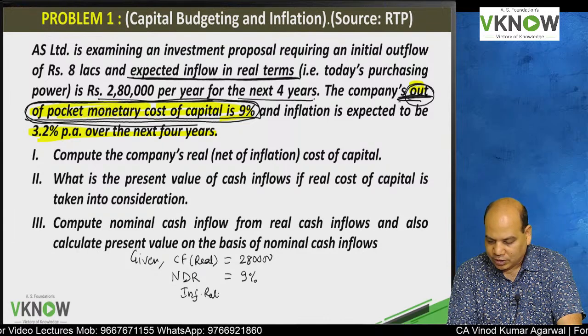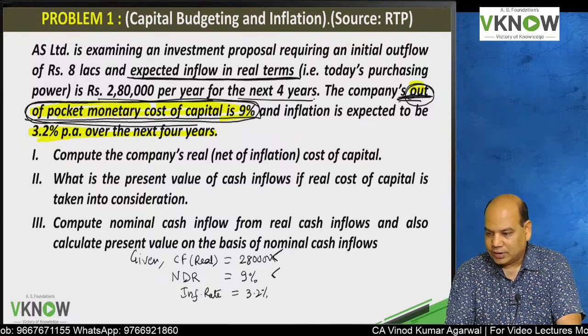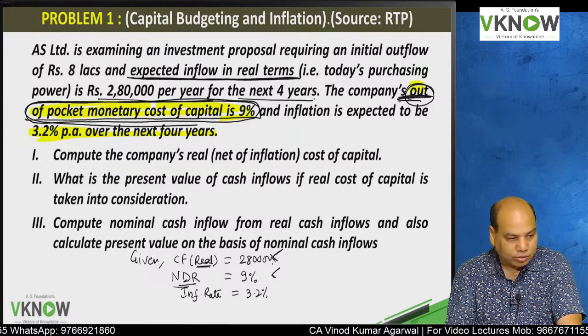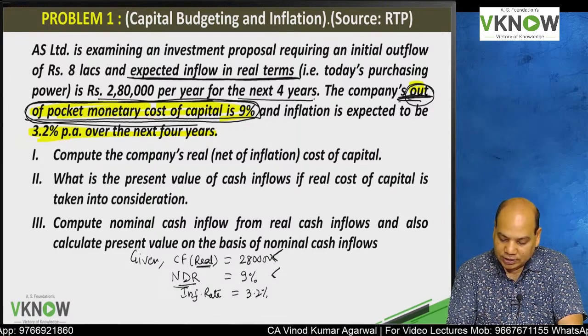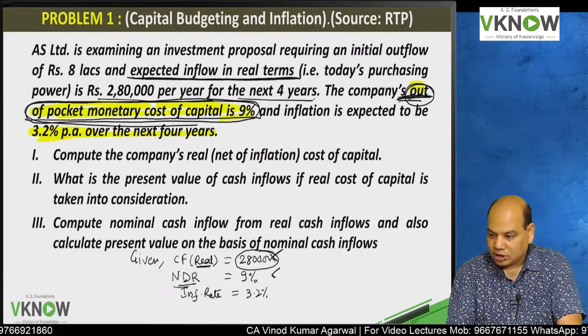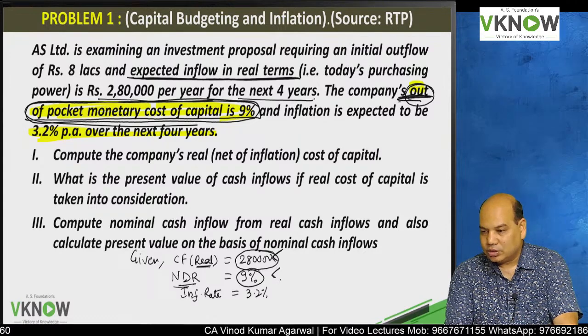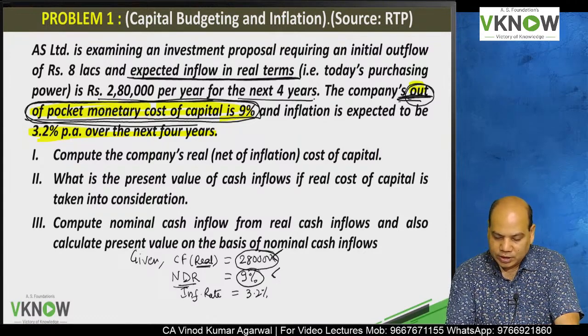Inflation rate is given, 3.2%. Right now you cannot discount cash flow with this discount rate because cash flow is real, and the discount rate is nominal. So you need to convert either the real cash flow into nominal cash flow, or the nominal discount rate into a real discount rate. Is it right? Otherwise you can't go ahead.